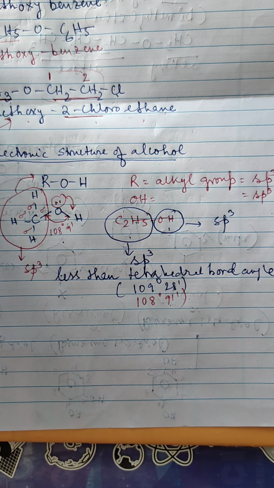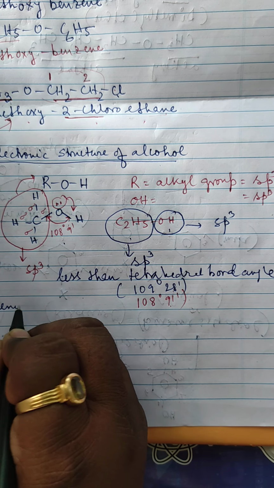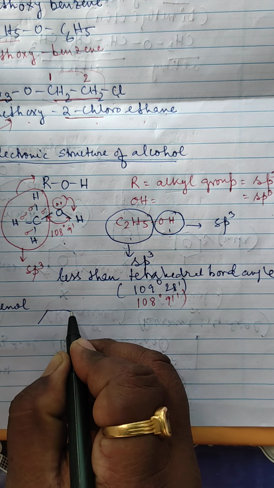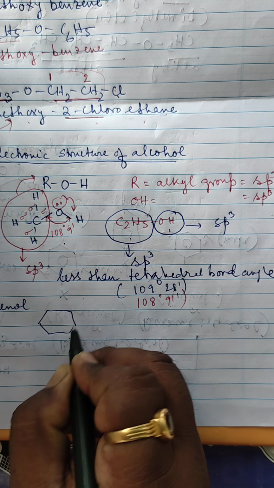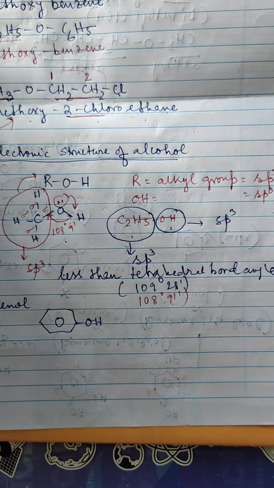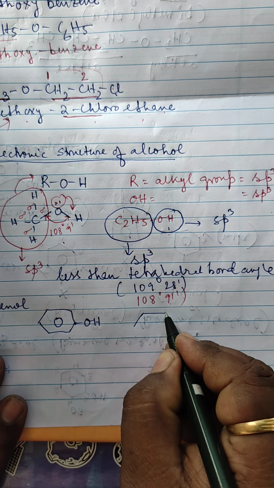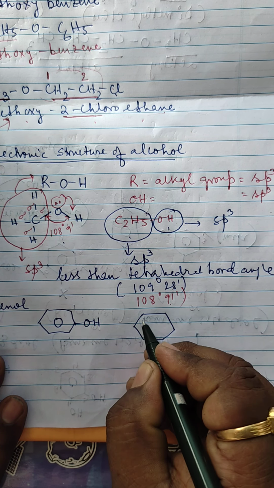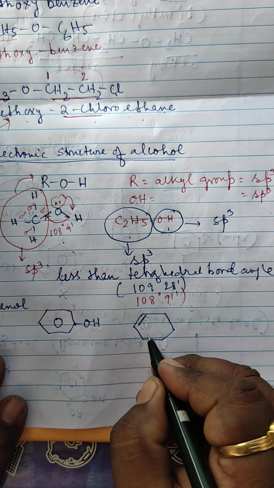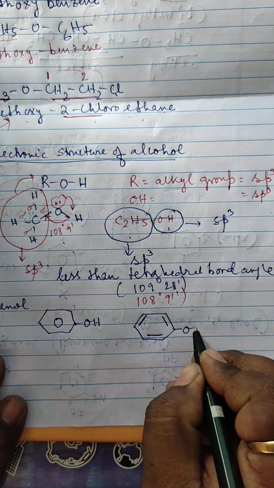After that, children, we are going to discuss the electronic structure of phenols. See, in the case of phenol, we know that there is a benzene ring, and that benzene ring is resonance stabilized. The structure of a benzene ring is such that there are alternate double bonds and single bonds: double bond, single bond, double bond, single bond, then double bond. Then we have an OH group.